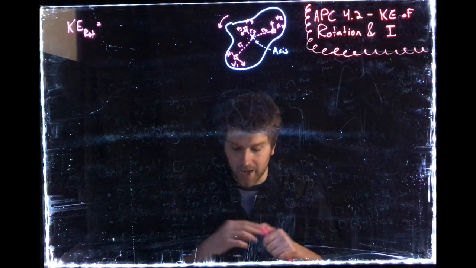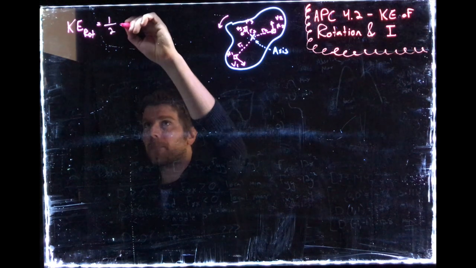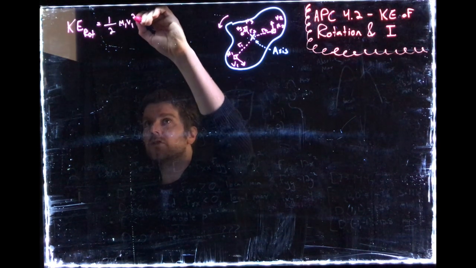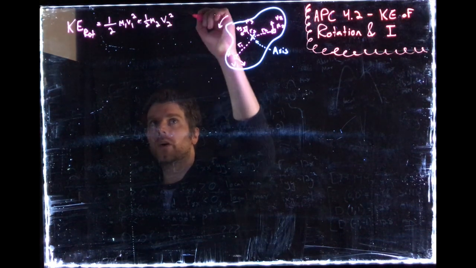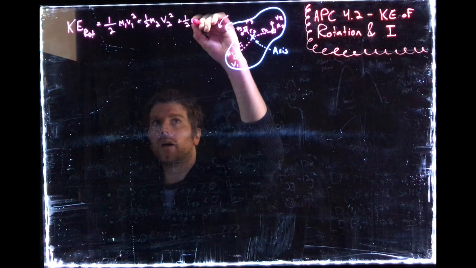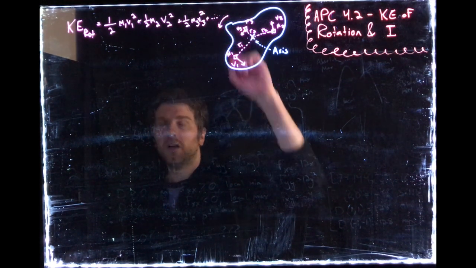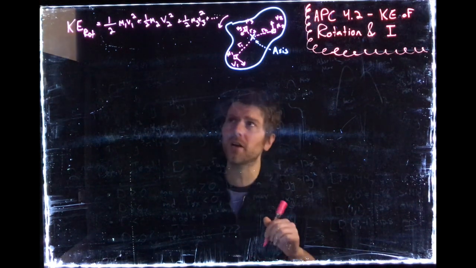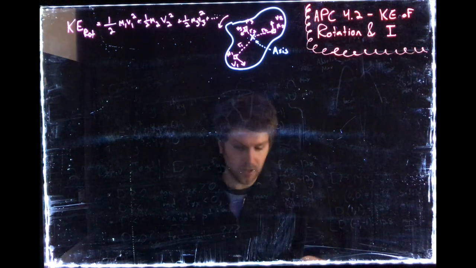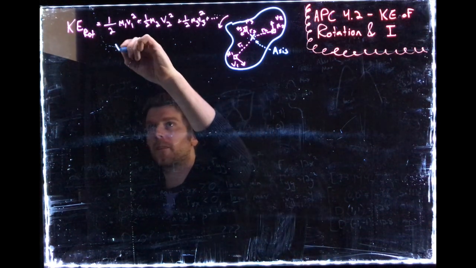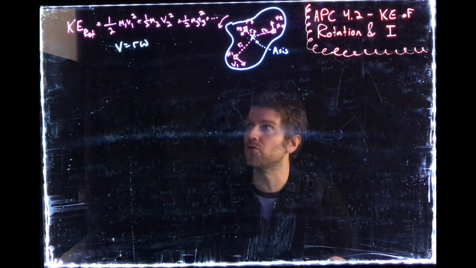And the idea is, if I then add all those chunks back together, well, I could do 1/2 M1 V1 squared plus 1/2 M2 V2 squared plus 1/2 M3 V3 squared, and so on and so forth. But we're doing everything in rotation. We don't really want V's laying around. So we're going to apply our favorite little tool here, V equals R omega. We're going to take everything into rotation land here.